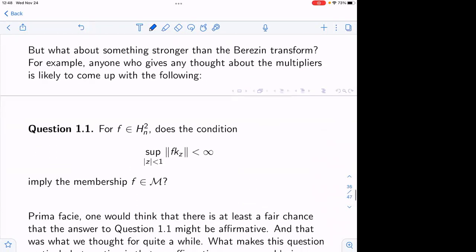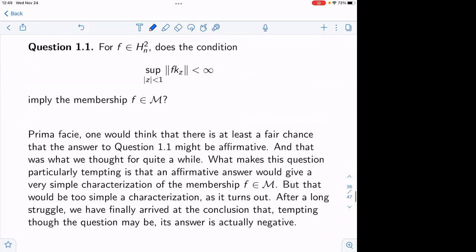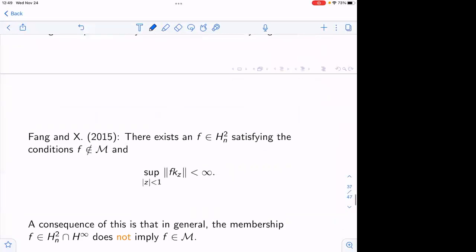So Charlie Fine and I actually thought about this problem for several years, basically. It's kind of a natural problem. If you take an element F in the H2 space and you look at this condition, say if this is finite, does that imply that F is a multiplier? Initially we thought that there's at least some chance that the answer might be affirmative. But it turns out that that's not the case. In fact, it's just the opposite.